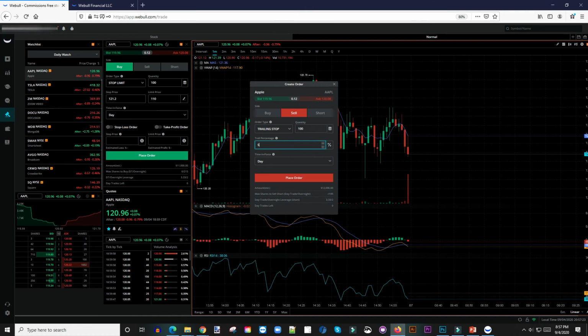So those are, again, the different types of orders you would see in Webull. Recap: limit order, market order, stop limit order, and trailing stop. The ones that you would see people use most are the limit order, the trailing stop, and the stop limit order. Market and stop, not a whole lot of people use.